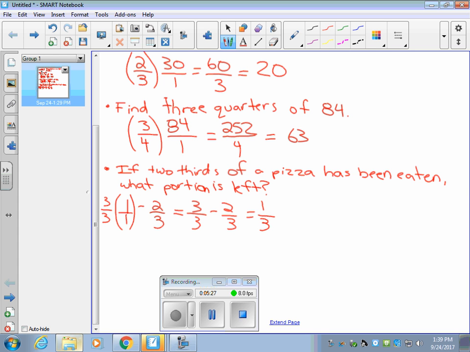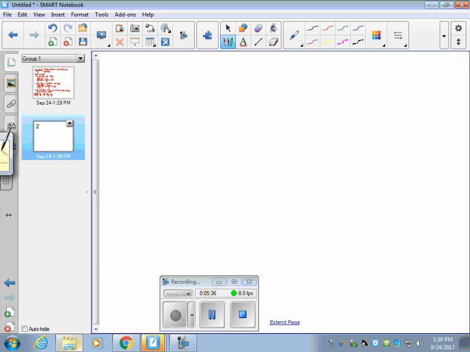All right, let's move on to some examples. I have 2 examples for you today, so not too many. Let's get going. All right, example 1.